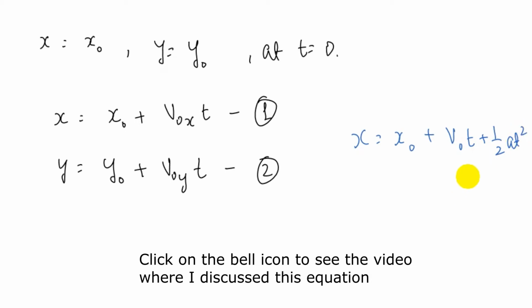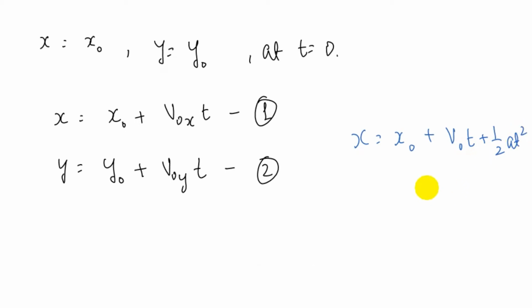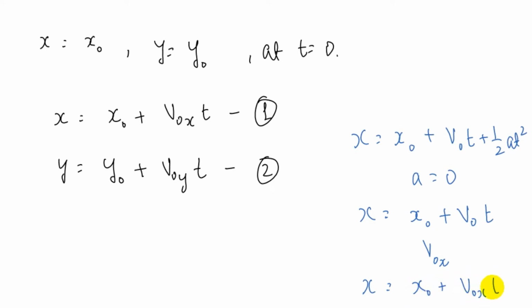This is the equation that we derived in the second chapter. Now in our case the acceleration was 0, acceleration for the turtle it was 0. So if a is 0, then we obtain that x is equal to x naught plus v naught t. Now if you replace this v naught with v naught x, we obtain the equation x is equal to x naught plus v naught x times t, which is the same equation.